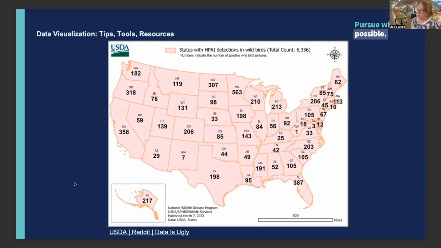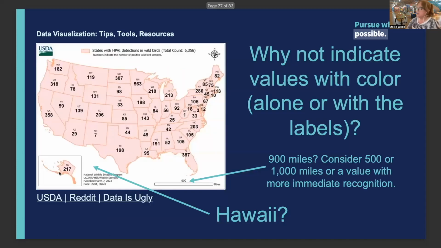So let me tell you what really jumped out at me with this viz here. I wrote, why not indicate values with color, either alone, or you could also still include the labels if you want. Some users may enjoy seeing the exact numbers, which is fine, but it's a real missed opportunity here to convey the meaning of your data at a glance using color. So definitely in this situation, I would probably only use color, but labels are fine too.